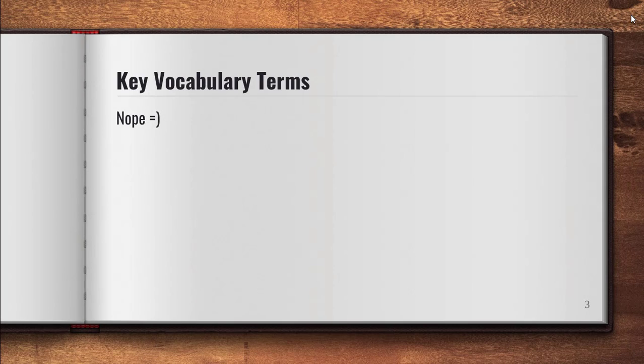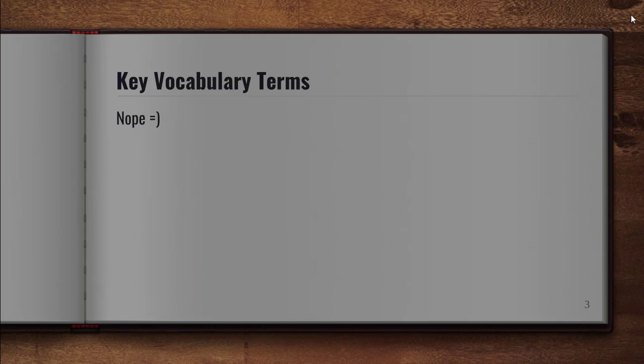There are no new vocab terms for this, so if you tilt your head to the left 90 degrees, you will notice that I have put an equal sign and a close parentheses, indicating a smiley emoticon, because there are no key vocabulary terms for this video. Go ahead and laugh, and let's move on.